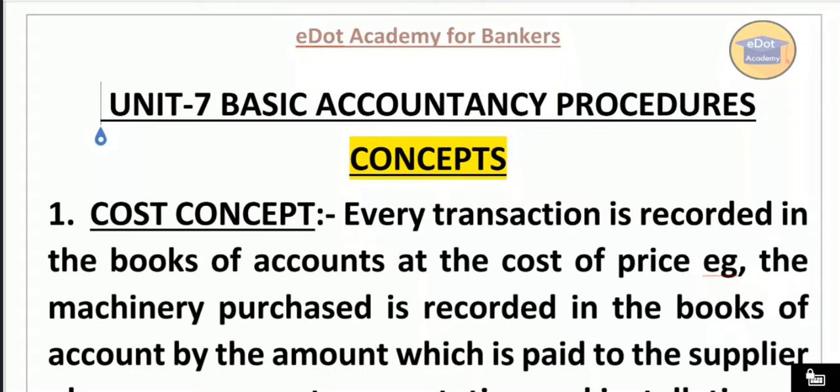That means one description will be given and you have to answer what concept it is. So you have to watch the video time and again so that you can understand the basic concepts here. Let us start. Number one is the cost concept.